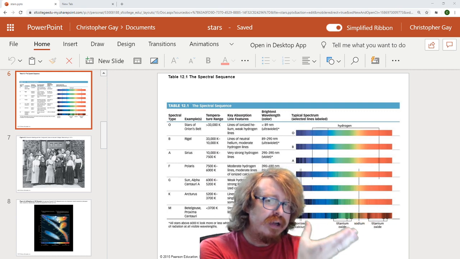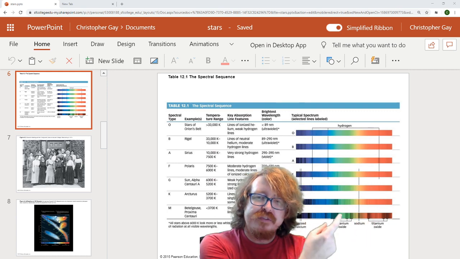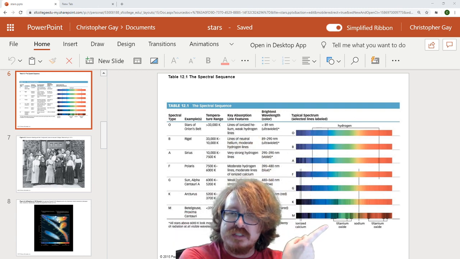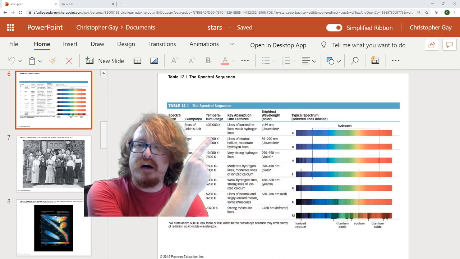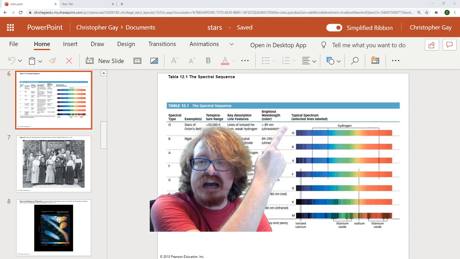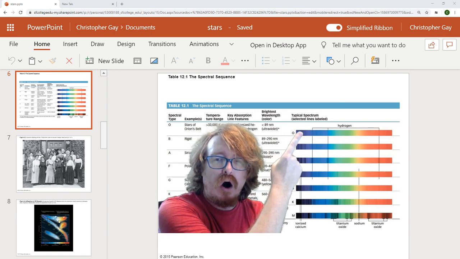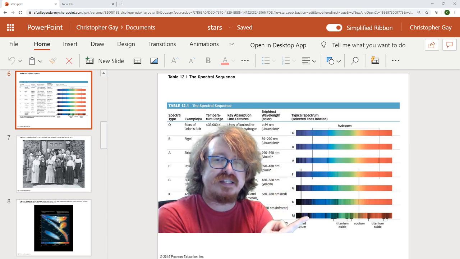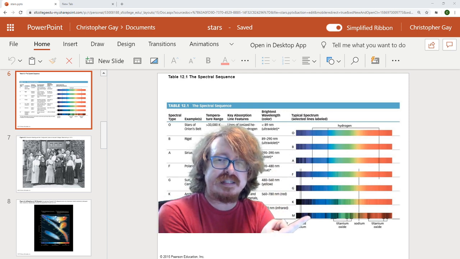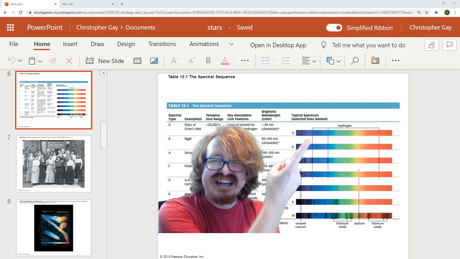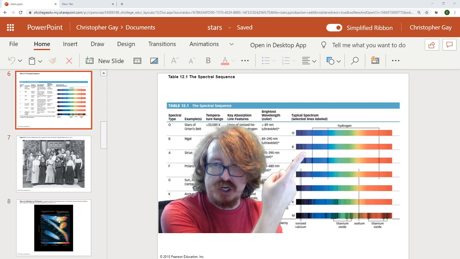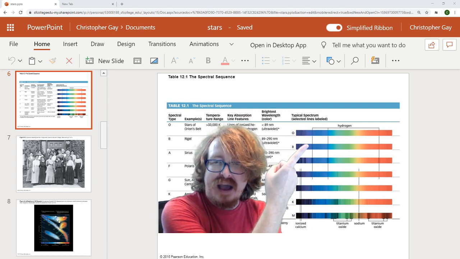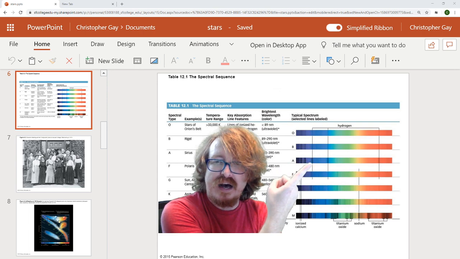And later, they were able to figure out that the order of the spectral types is the order of temperatures. So the very hottest stars that exist all have spectrums that look like this, and the very coldest stars that exist have spectrums that look like this, and every other one in between is an intermediate temperature. So that one's hotter than this one, that one's hotter than this one, on down, okay?